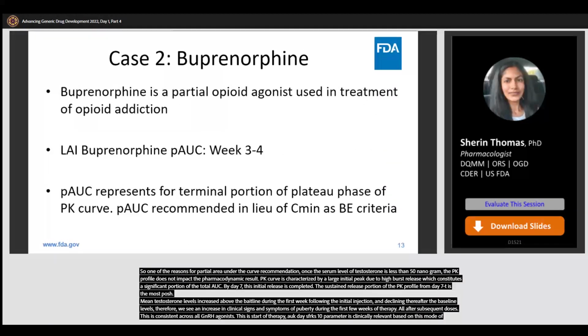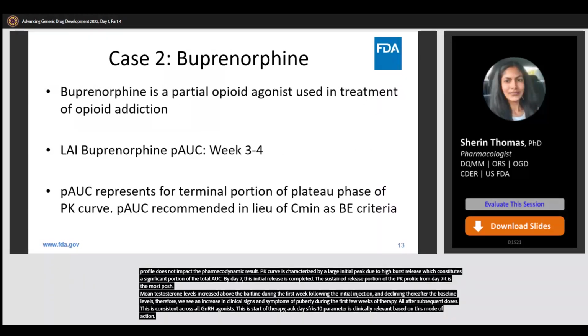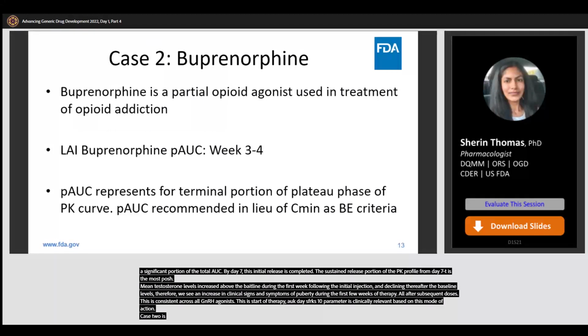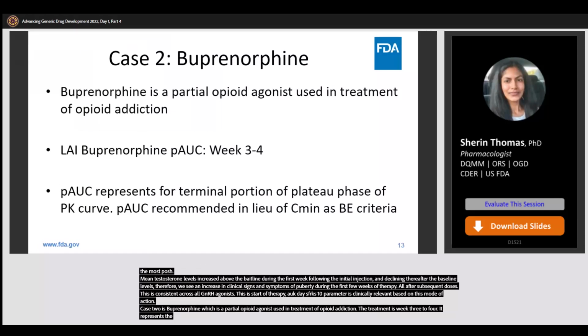Case 2 is buprenorphine. Buprenorphine is a partial opioid agonist used in the treatment of opioid addiction. The partial AUC recommendation is week 3 to 4. Partial AUC here represents the terminal portion of the plateau phase of the PK curve. Here, partial AUC is recommended as the BE criteria.